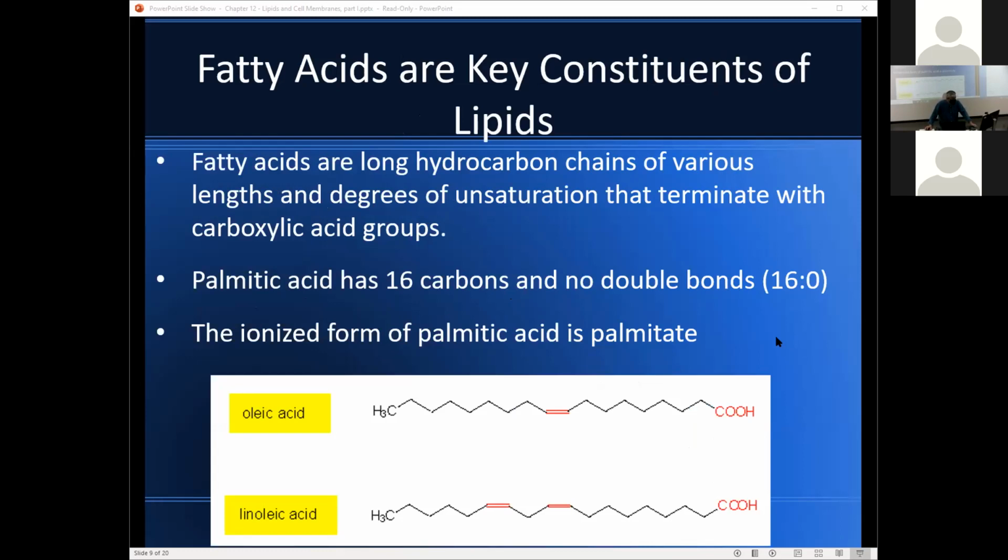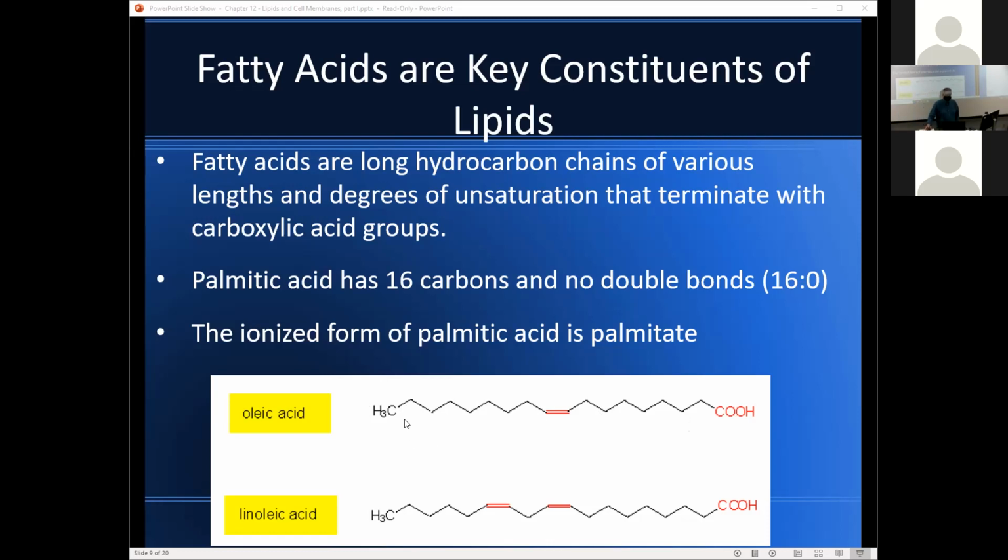All right, so let's talk about fatty acids now. Fatty acids are key constituents of lipids. Fatty acids are long hydrocarbon chains of various lengths and degrees of unsaturation that terminate with carboxylic acid groups. Okay, so here are a couple examples. So again, here's the long hydrocarbon chain. Hopefully most of you are familiar with this type of notation from organic chemistry.